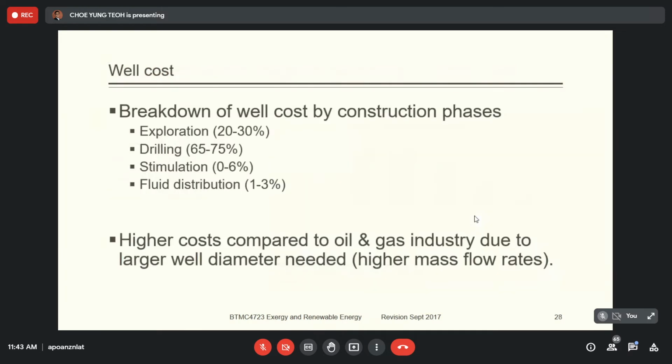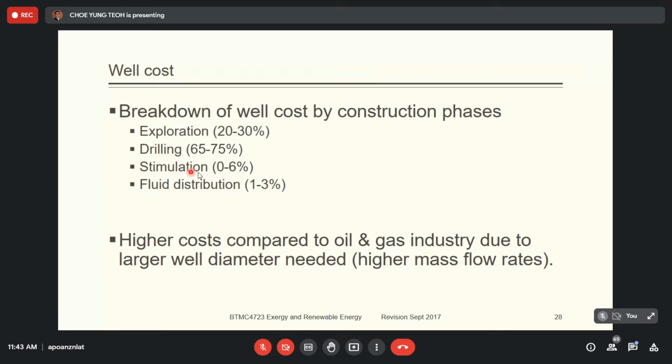Land usage. Okay, then let's make a breakdown of the build cost by construction phase. So for the build cost of the geothermal power plant, these are the costs that we have to pay for. Exploration, 20 to 30%. Drilling, 65 to 75%. So the expensive part, what makes geothermal expensive, is actually these two things: when you want to find the location, and when you want to dig a hole.